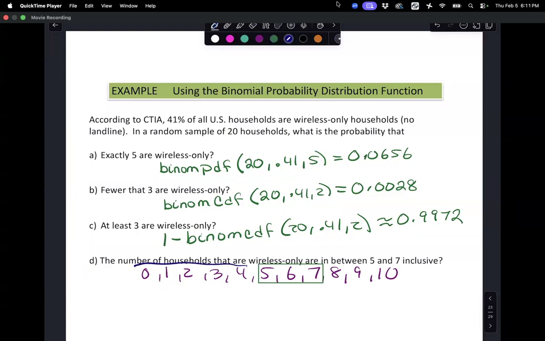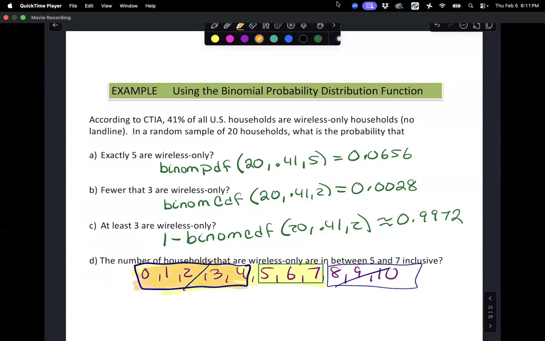I don't want 4 or fewer. So I don't want those. And I don't want 8, 9, or 10. I don't want those. So what I can do, I can figure out this probability of 7 or fewer. I can figure out 7 or fewer. Then I can subtract off the 4 or fewer.